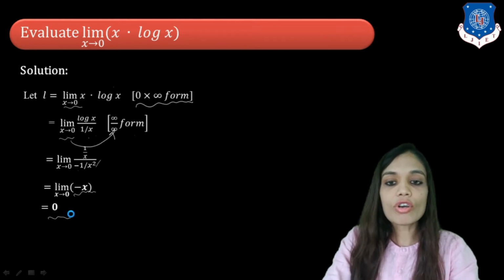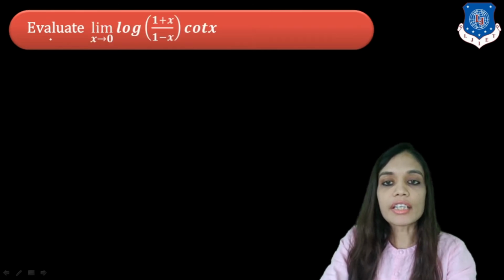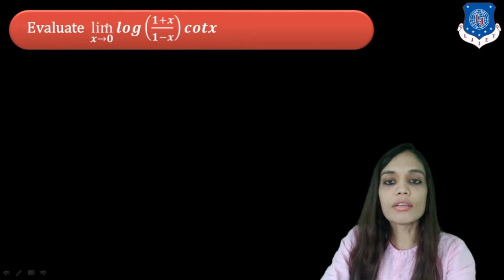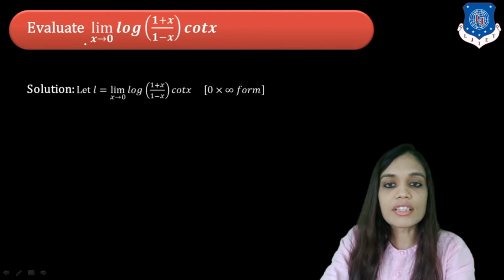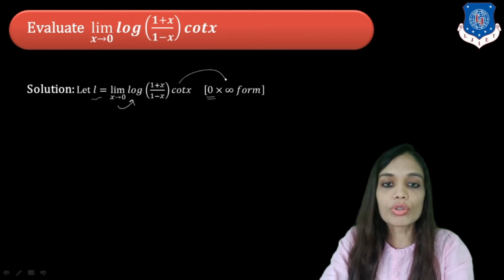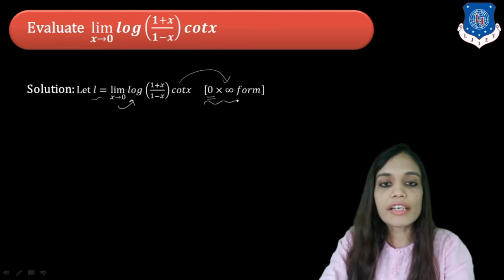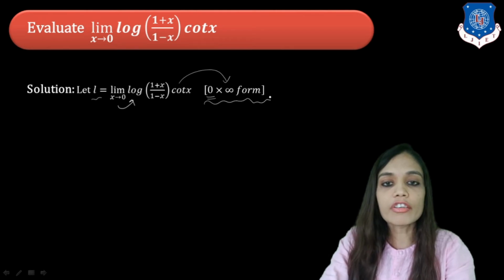Next, let us solve one more example. Here we have to evaluate limit x tends to 0 log of (1 plus x) upon (1 minus x) into cot x. So we will assume this limit as L. Now if we put x tends to 0, here it will become log 1 and that will be equal to 0. And here it will become cot 0 which will go to infinity. So we get 0 into infinity form.